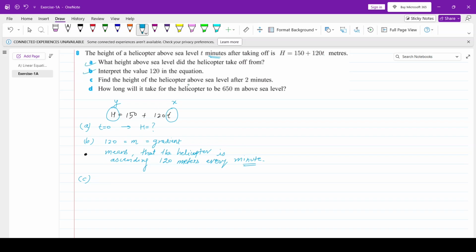Now see, find the height of the helicopter above sea level after 2 minutes. Now this we have to do nothing. For t is equal to 2, we have to find h. This is the same as we did in part A. How long will it take for the helicopter to be 650 meter above sea level? Now this is a new question.